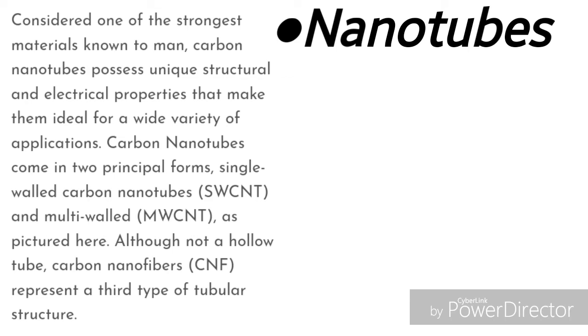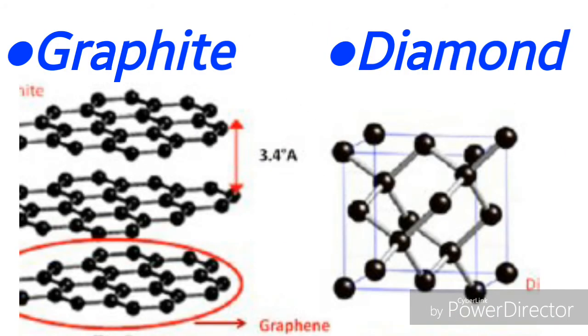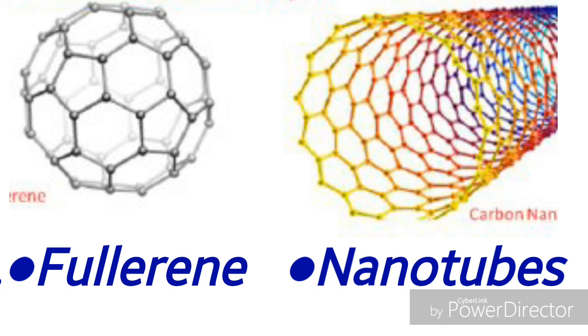Carbon nanotubes are good conductors of electricity like graphite. They are used as conductors in integrated electric circuits instead of copper. Carbon nanotubes were invented by Sumio Iijima, a Japanese scientist. In this picture, you can observe the two-dimensional structure of graphite and the three-dimensional structure of diamond. In this picture, you can observe the geodesic structure of the fullerene molecule, and in nanotubes, there is a hexagonal array of covalently bonded carbon atoms.